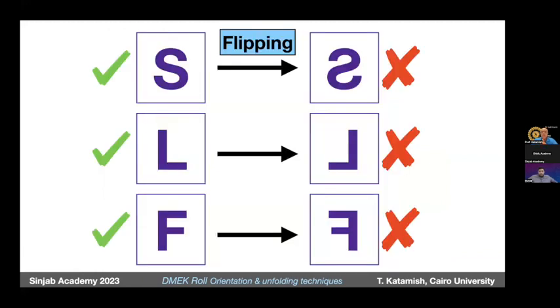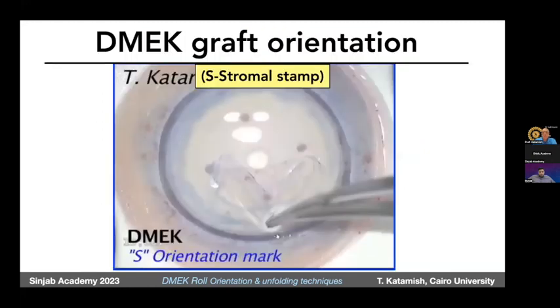The idea of the S stamp is when you are stamping S, and if you flip it in the other direction, it will not be S. It is 2. And if you use letter L and flip it, it will not be L. And if you use F, it will not be F. So these letters, if you flip them, will give you another shape. So this is the idea of the S stamp or F stamp. And this is how we do the S stamp or the F stamp.